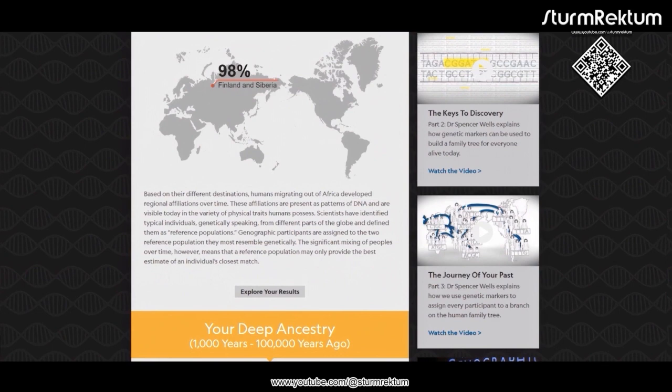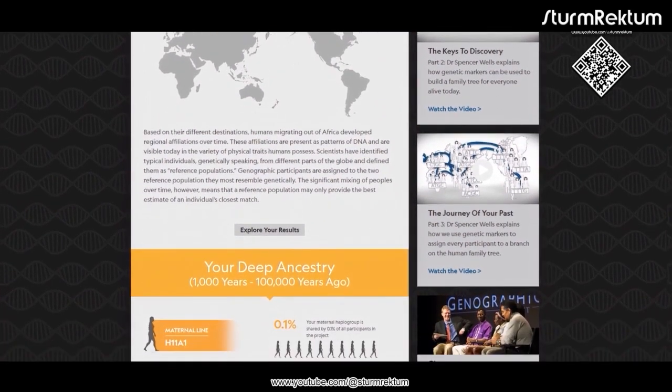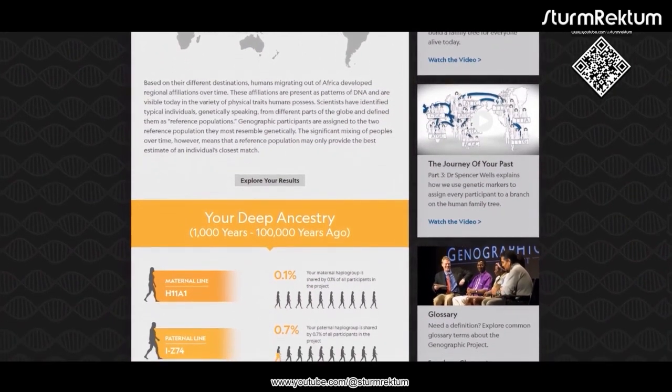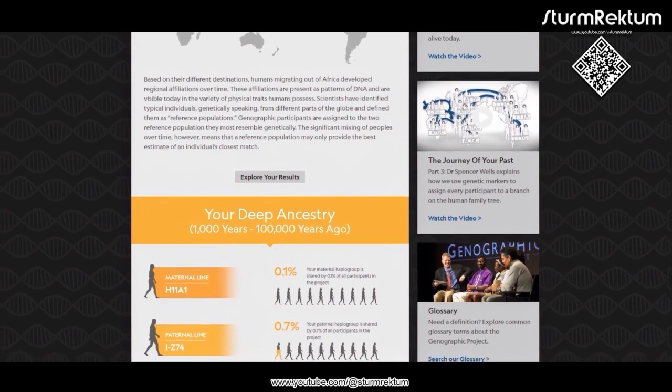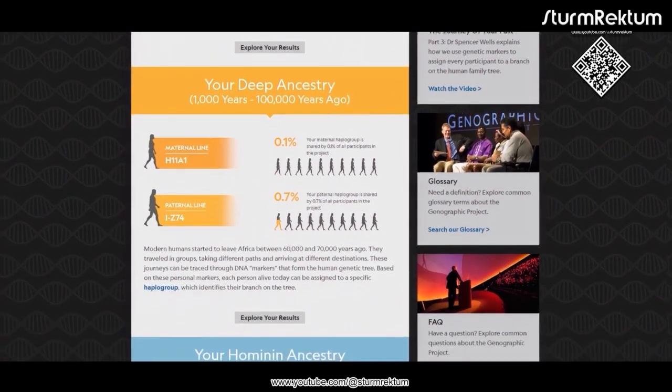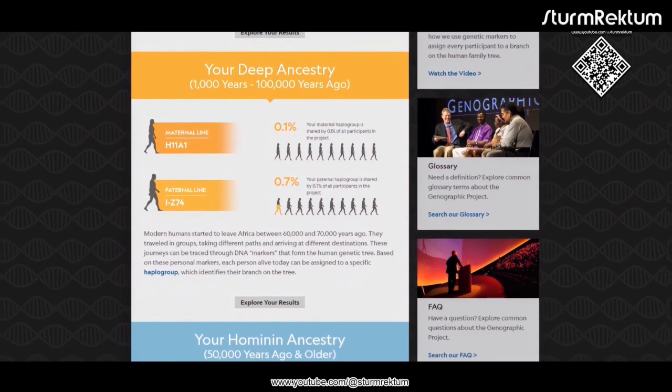DNA testing, also known as genetic testing, involves analyzing an individual's DNA to gain insights into their genetic makeup, ancestry, health risks, and more. There are various types of DNA tests, each with its own technology and scientific principles behind it. Here are some common types of DNA tests and the technologies behind them.